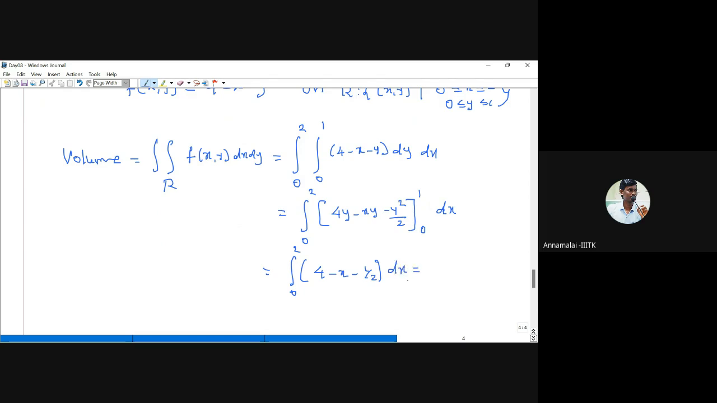Now, if you integrate this with respect to x, we get 4x minus x squared by 2 minus x by 2, from 0 to 2. So, substitute the upper limit, we get 8 minus 4 minus 2 is 2 minus 1. If we substitute 0, we get 0. Therefore, 5. So, 5 is the volume of that region bounded below by this rectangle and bounded above by the function f(x, y). Okay.